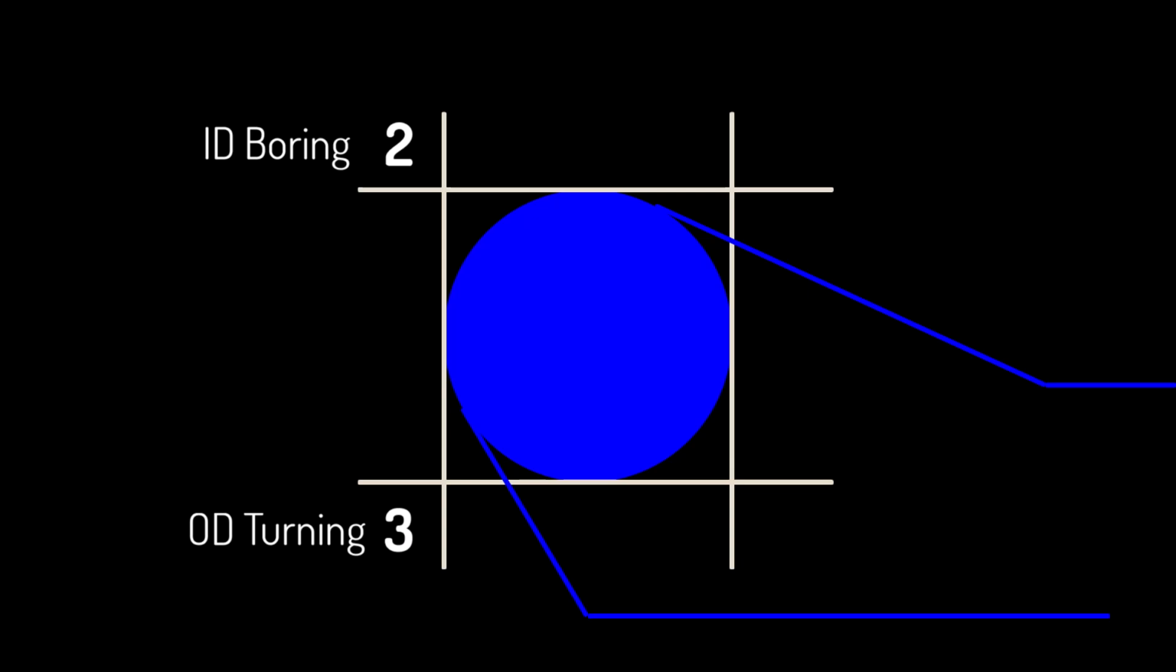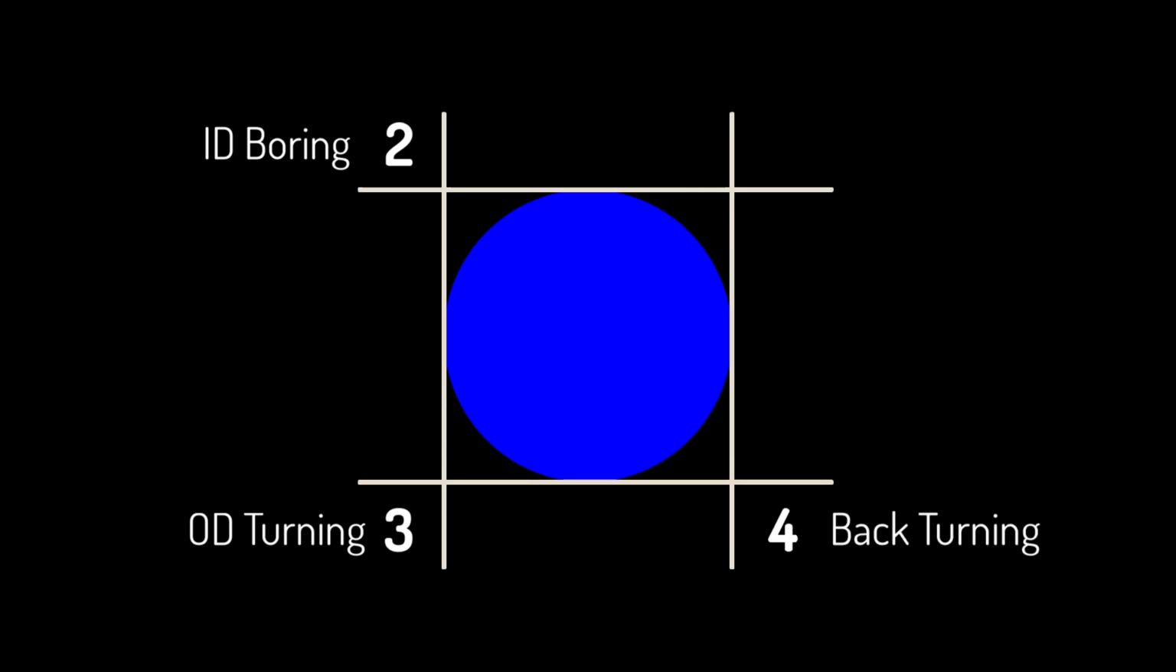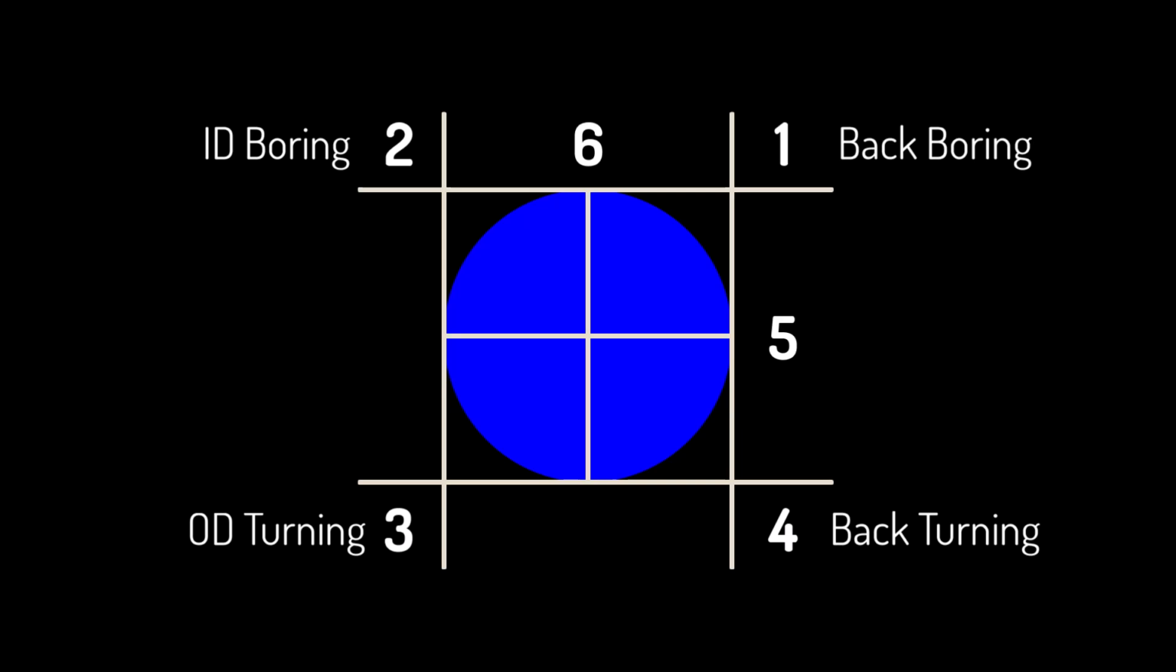The matrix that is used to name these points has 9 numbers that describe the point. An OD turning tool would use point 3. A boring bar would use point 2. A back turning tool would use point 4. And a back boring tool would use point 1. The other points are very rarely used, except for 0 and 9.